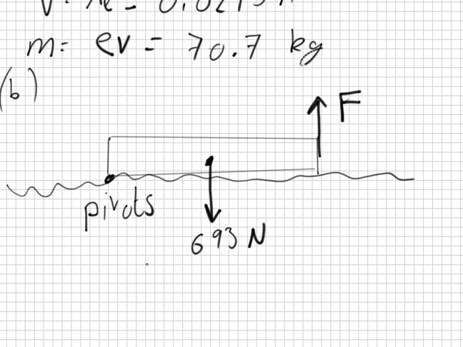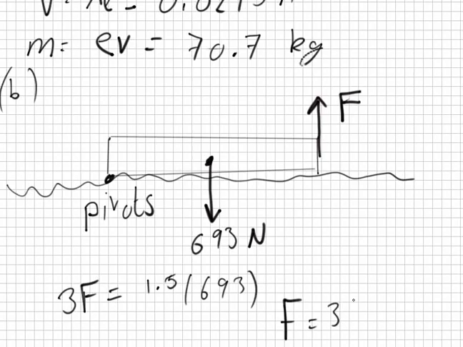So what type of problem is this now? It's turning force. So that F, is that clockwise or anti-clockwise? Anti-clockwise. So the distance is 3. So 3F equals, and then what's this distance here? 1.5, and the force 693. So we get F equals 347 newtons.